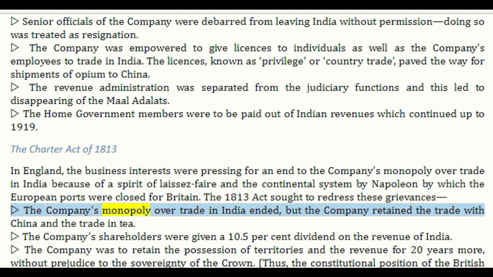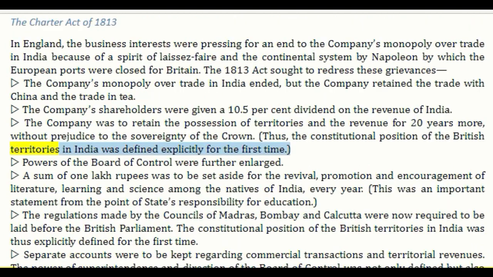The company's monopoly over trade in India ended, but the company retained the trade with China and the trade in tea. The company's shareholders were given a 10.5% dividend on the revenue of India. The company was to retain the possession of territories and the revenue for 20 years more, without prejudice to the sovereignty of the Crown. Thus, the constitutional position of the British territories in India was defined explicitly for the first time. Powers of the Board of Control were further enlarged.